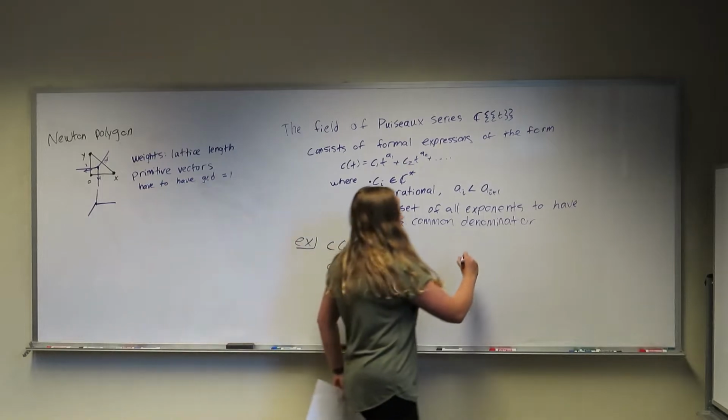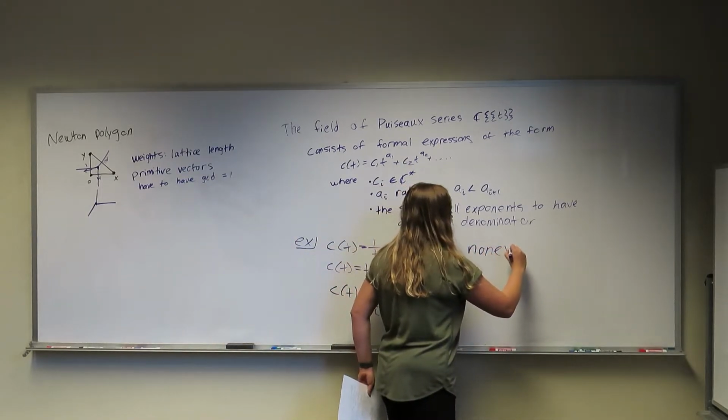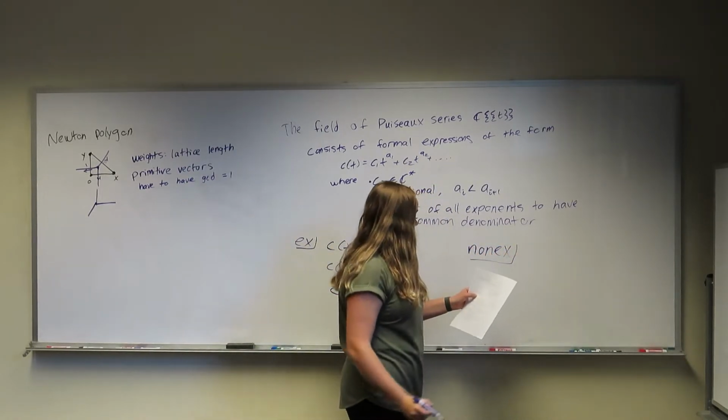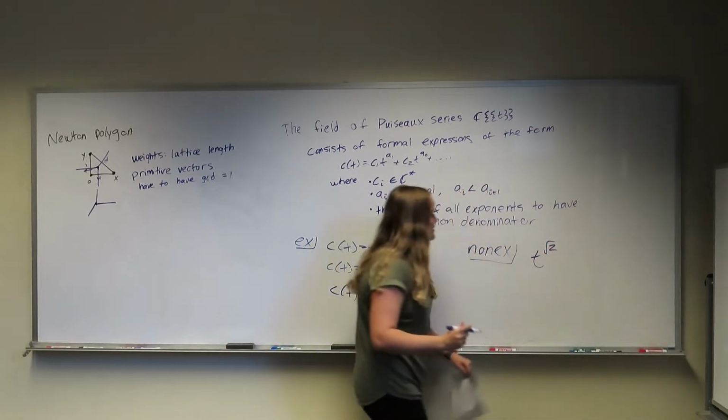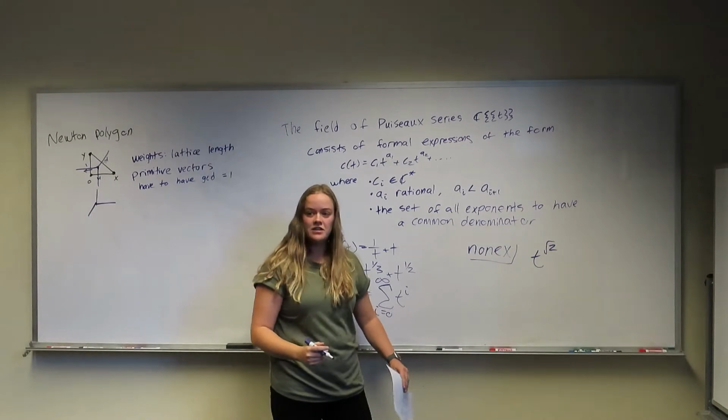Some non-examples, things not in this field, would be something like t to the square root of 2, because that's not a rational exponent.